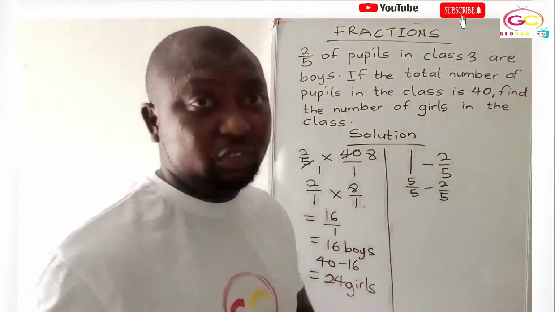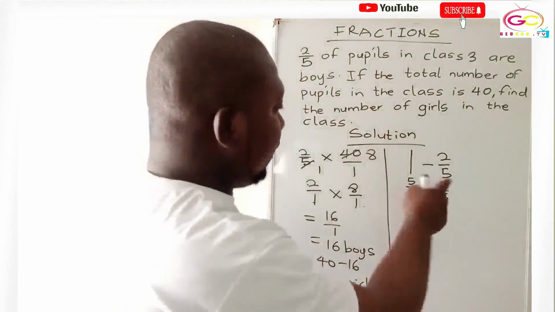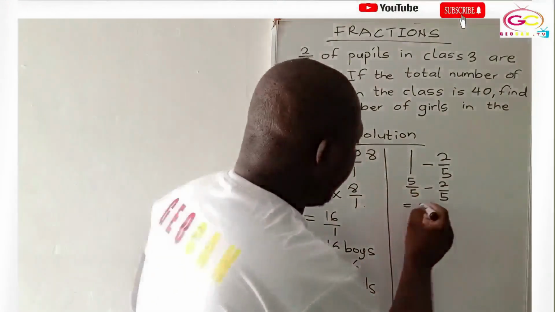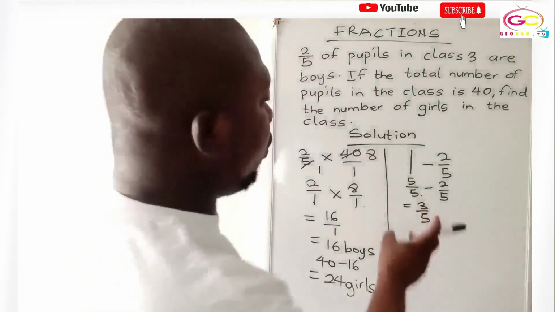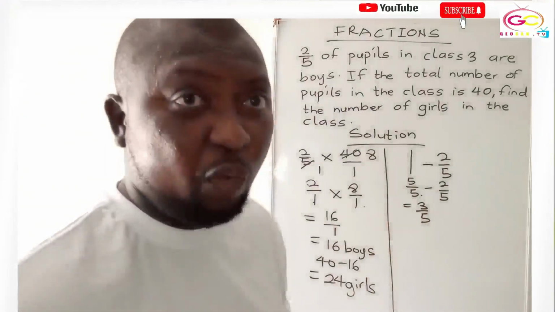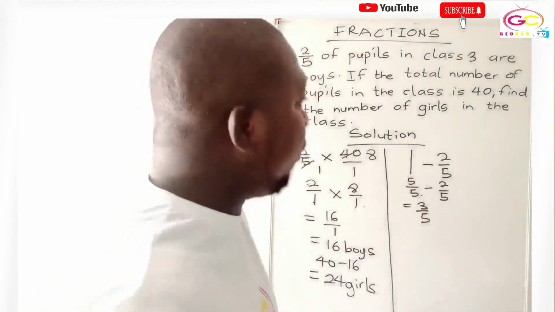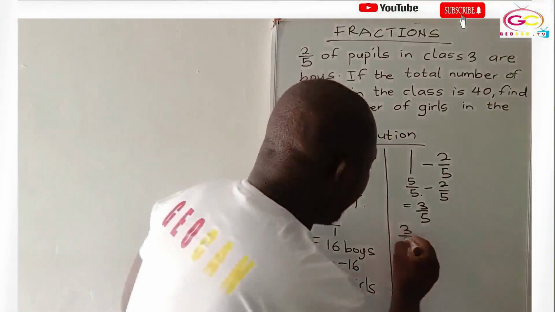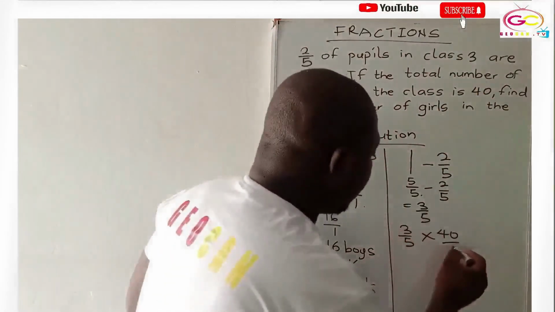So now let's subtract. In subtracting fractions with common denominators, just subtract the numerators. So 5 minus 2 will give us 3 over 5. The denominator is 5. So now we know the fraction of girls, right? Good. So we just find 3 over 5 of what? Of 40, which is the total number. So 3 over 5 times 40, or 40 over 1.